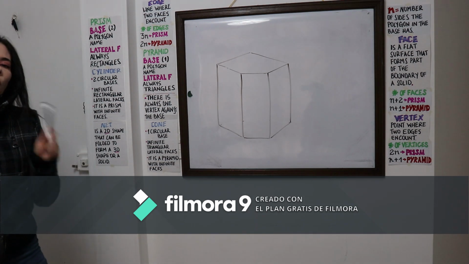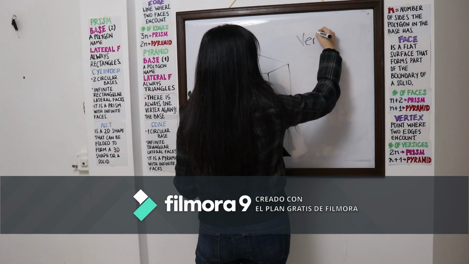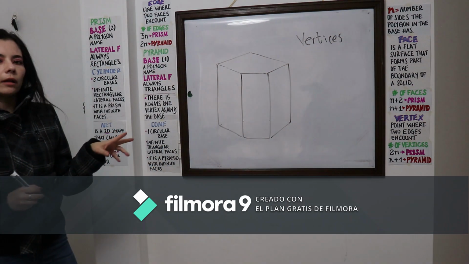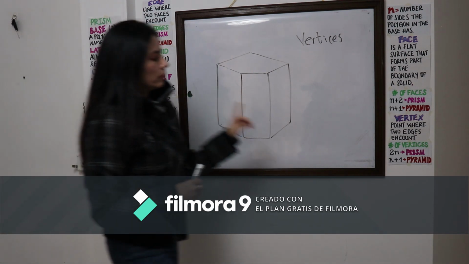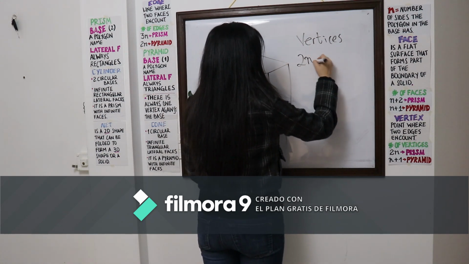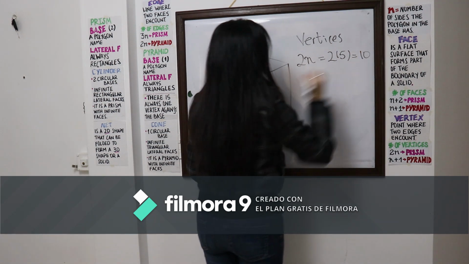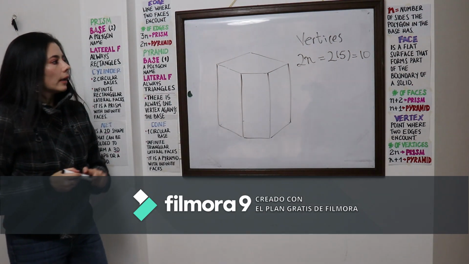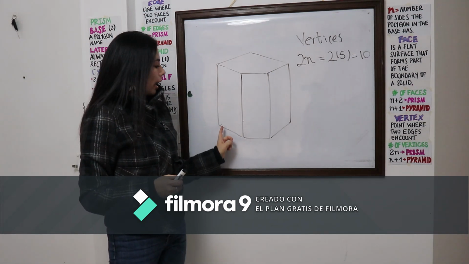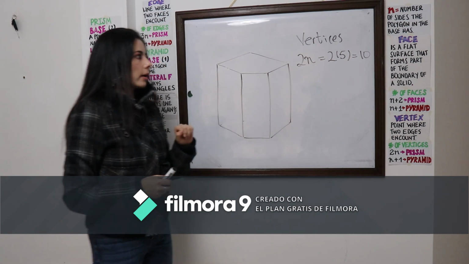Now I need to find the total amount of vertices in this one. Sure, I can count them, and that's fine, right? But how about I use the formula, 2n. So I know it's twice n, and n is the number of sides, so it's twice 5, which is 10, and that's it, right? Can I count them? Sure, 1, 2, 3, 4, 5, and I need to imagine the vertex I'm not able to see, which is in the back.